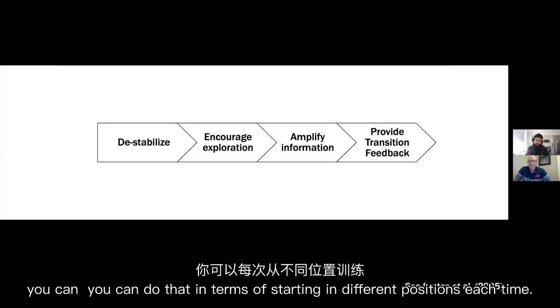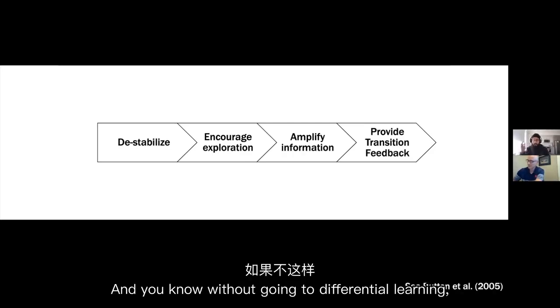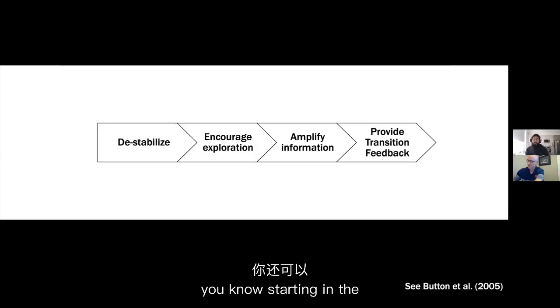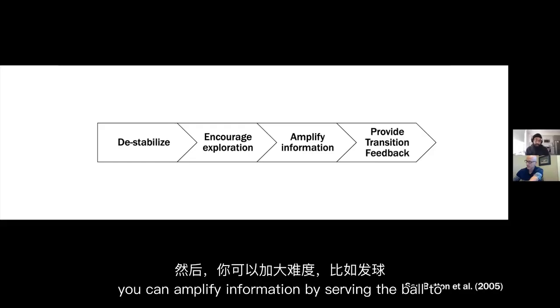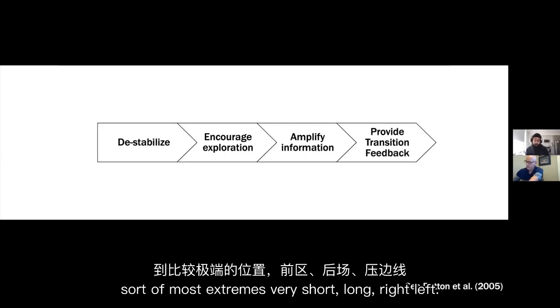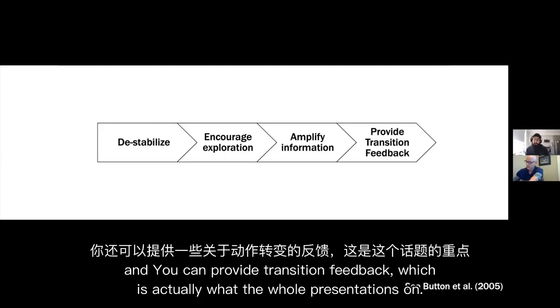But again, you can do that in terms of starting in different positions each time, and without going to differential learning, starting 5 feet above or 10 feet back. I mean, that's also that, and then you can amplify information by serving the ball to sort of most extremes, right? Short, long, right, left. And you can provide transition feedback, which is actually what the whole presentation is on.